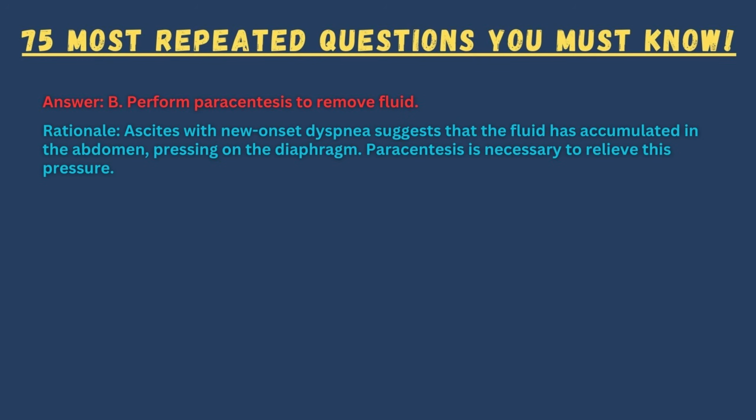Answer: B. Perform paracentesis to remove fluid. Rationale: ascites with new-onset dyspnea suggests that the fluid has accumulated in the abdomen, pressing on the diaphragm. Paracentesis is necessary to relieve this pressure.